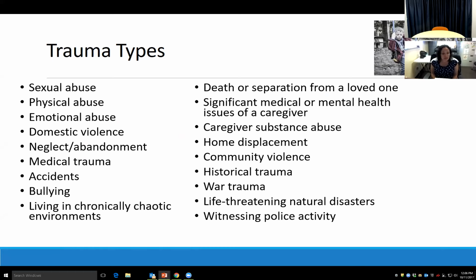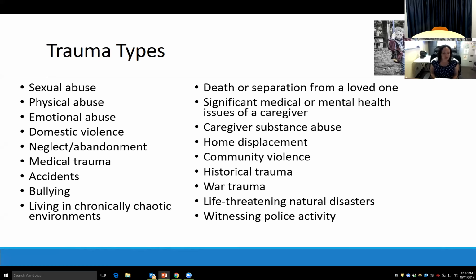Home displacement, so having to be relocated, particularly in a sudden way. Let's say there's a fire and a family has to leave, or there are other factors that cause a family to all of a sudden get up and move. Depending on the circumstances, that could be traumatic for a family. Community violence, of course: shootings, seeing fights, seeing just overall violence and unpredictability in the community.